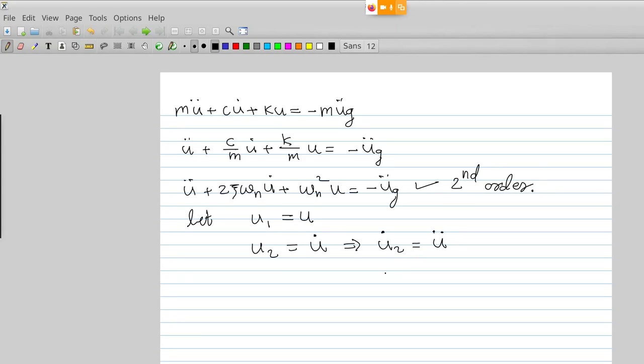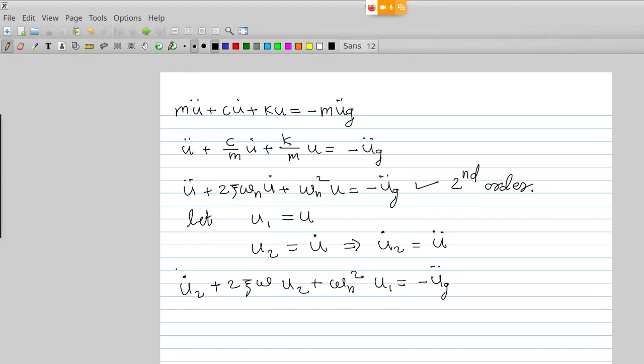Is this fine with everyone? In the first equation I'm just changing the variable, so that doesn't have any effect. And in the second equation I'm adding another variable u2, which is equal to u dot. Now I will write this equation using these modifications. u double dot can be written as u2 dot, plus 2 xi omega n, u dot can be written as u2, plus omega n square, u can be written as u1, is equal to minus ug double dot. This is okay so far.